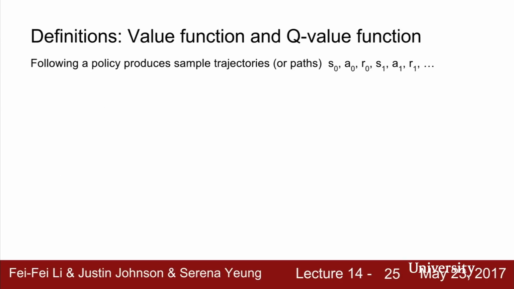Before we talk about exactly how we're going to find this policy, let's first talk about a few definitions that are going to be helpful for us in doing so, specifically the value function and the q-value function. As we follow the policy, we're going to sample trajectories or paths, right? For every episode, we're going to have our initial state S0, A0, R0, S1, A1, R1, and so on. We're going to have this trajectory of states, actions, and rewards that we get.